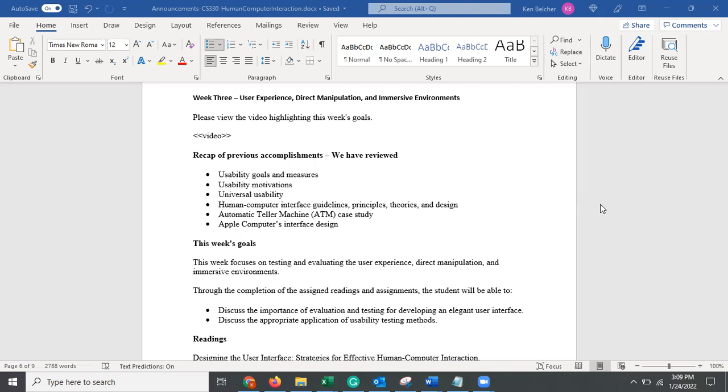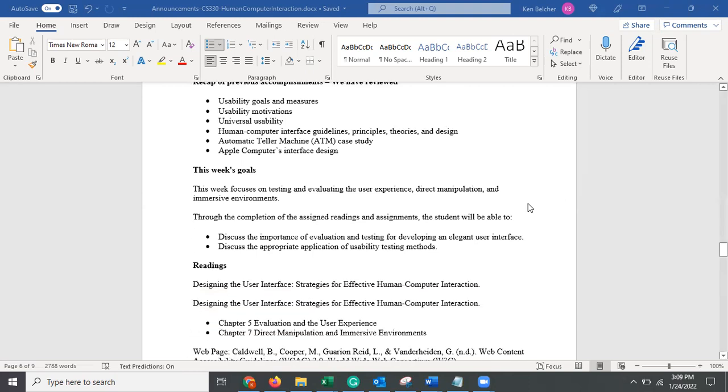And then last week, we looked at Apple computers' interface design, which I hope was really eye-opening of how important the interface is on all our computer devices. And Apple is definitely at the forefront of making an interface really inviting. So this week's goals focus on testing and evaluating user experience, direct manipulation, and immersive environments.